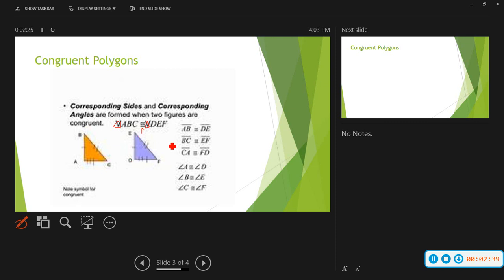Now we need to show that these corresponding parts are congruent. So notice they made some statements here. They said line segment AB equals line segment DE, line segment BC equals line segment EF, and so forth. Angle A congruent to angle D, angle B congruent to angle E, and so forth.